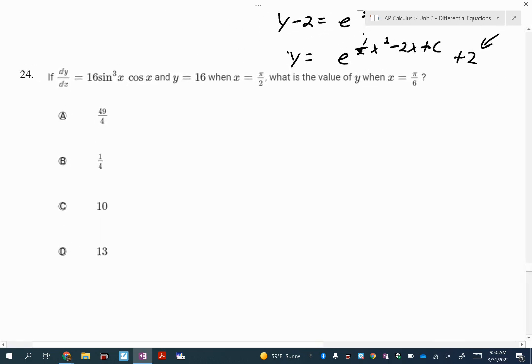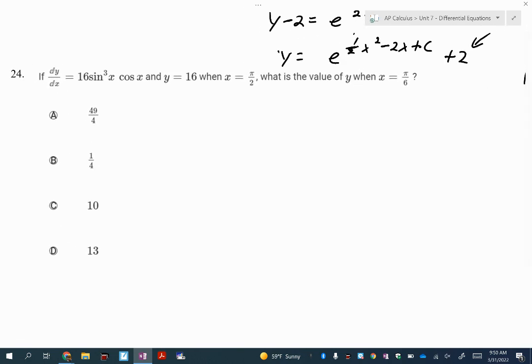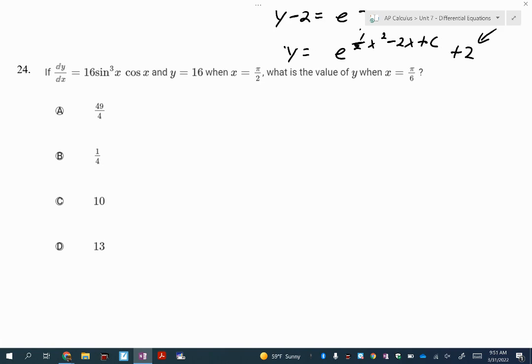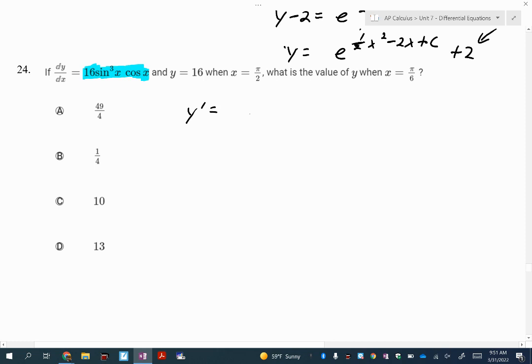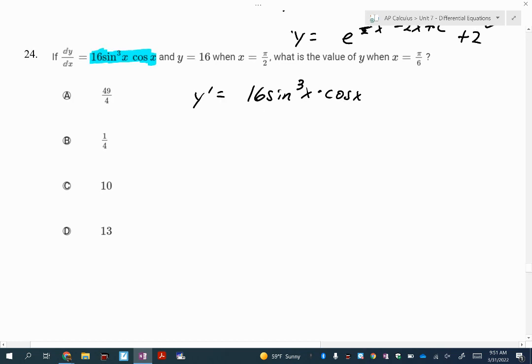On this one, I tried to make this clear in the earlier lessons, but if it's not, it's okay. You'll notice with this differential equation, if I just highlight the right-hand side, we don't have anything with letter y. So if you don't have anything with letter y, you can just think of this as y prime equals 16 sine cubed x times the cosine of x, and just do the antiderivative. Do the integral of each of them.